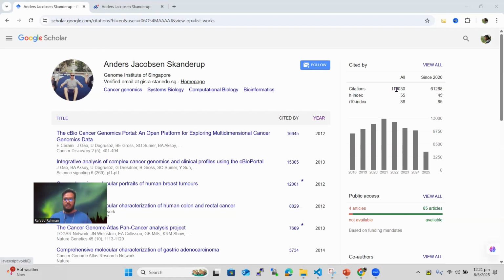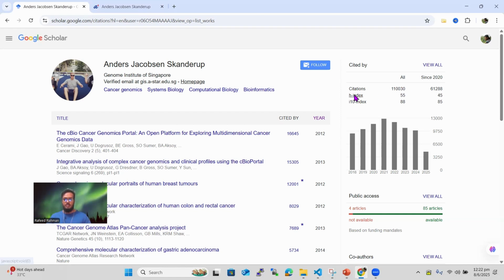Then we have the citations. He has over 100K citations. What this means is that over 100,000 works actually cited his works. That means there are over 100,000 established research works which used this guy's work, which is actually huge, right? That is citations. So a lot of citations we can see here.